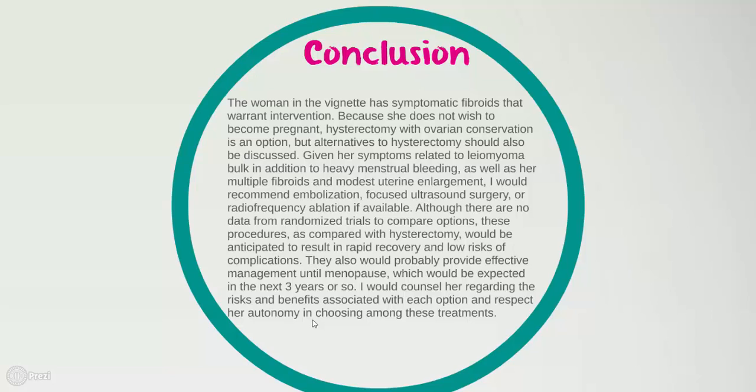Given her symptoms related to leiomyoma bulk in addition to heavy menstrual bleeding, as well as her multiple fibroids and modest uterine enlargement, I would recommend embolization, focused ultrasound surgery, or radiofrequency ablation if available. Although there are no data from randomized trials to compare options, these procedures, as compared with hysterectomy, would be anticipated to result in rapid recovery and low risk of complication.